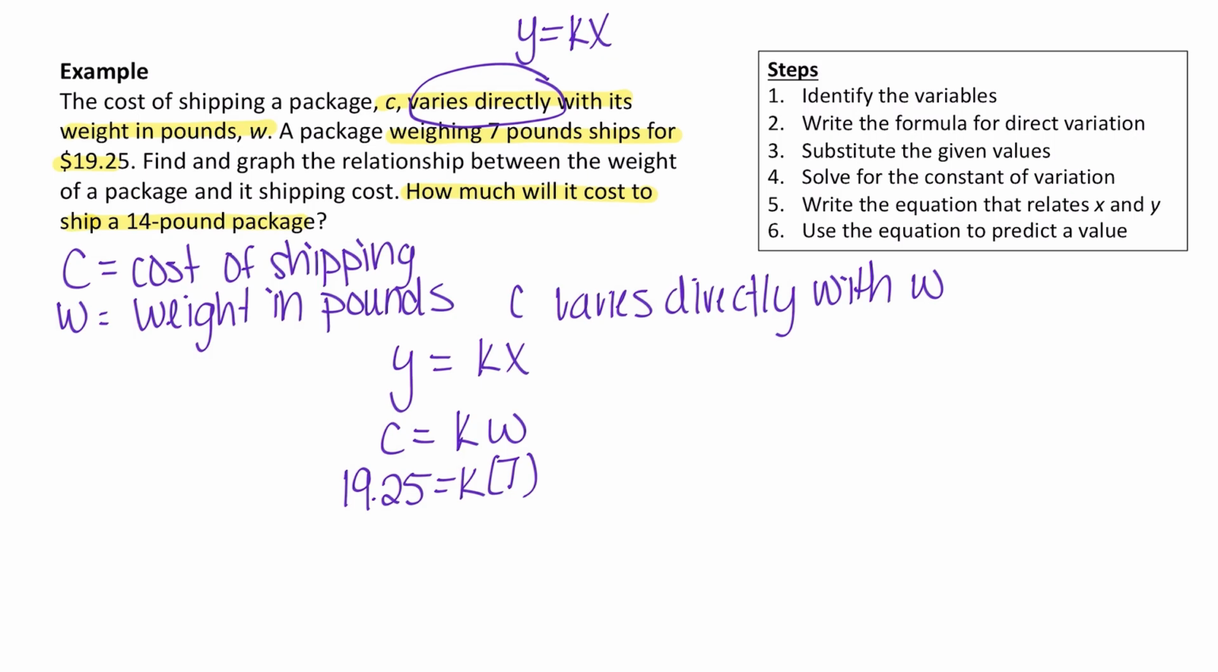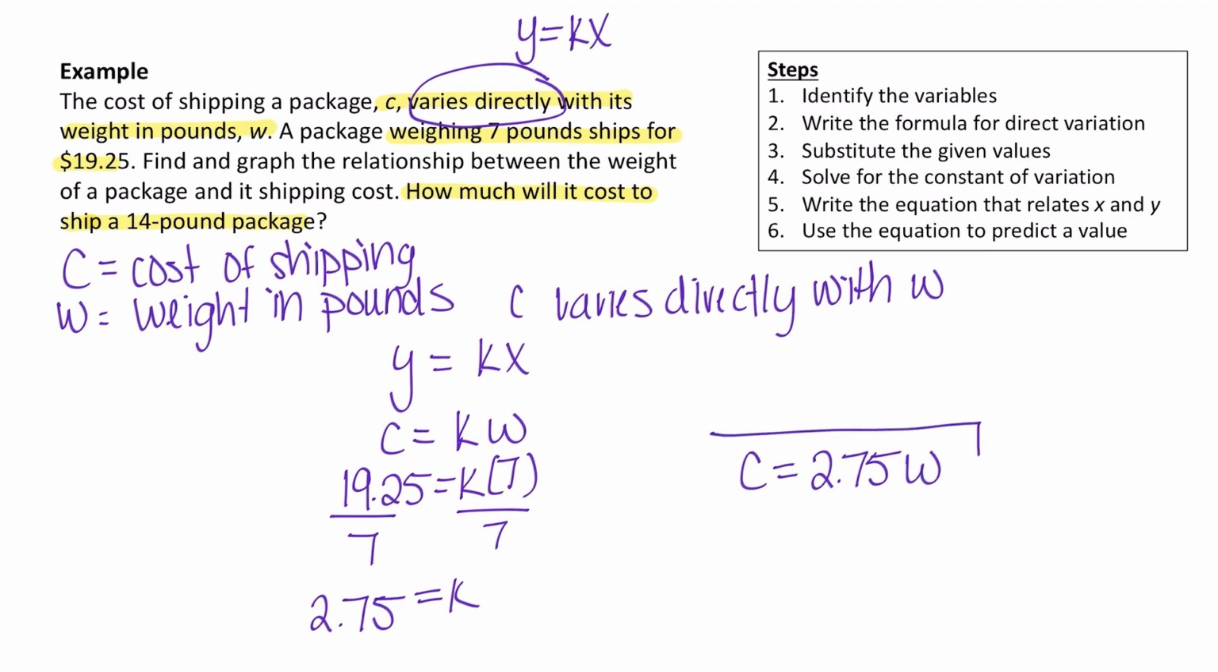Now I have an equation that I can use to solve for the value of k, which is the constant of variation. If I divide both sides by 7, that will give me 19.25 divided by 7, which is $2.75, and that is the value of k. So I can rewrite this equation as C equals 2.75 W. That is the direct variation equation that I have for this problem.